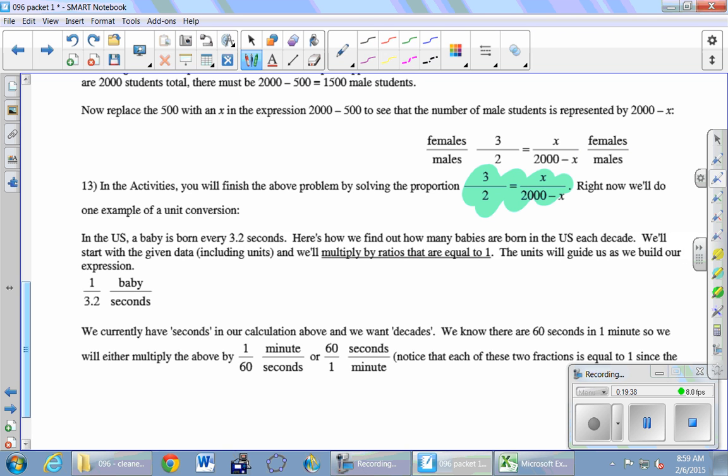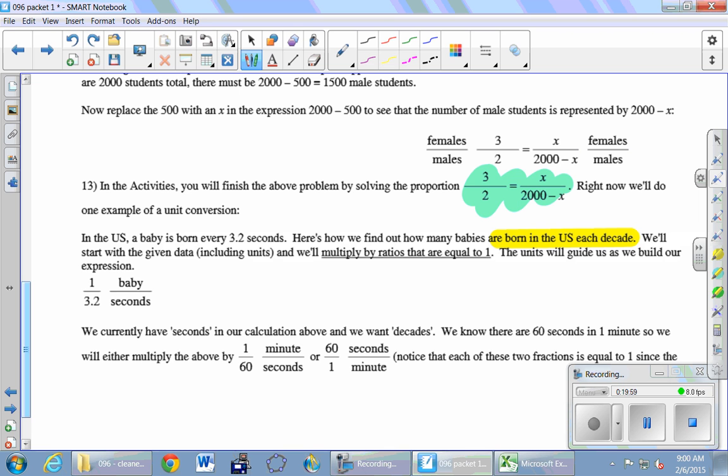Thank you. Okay, so the first part said a baby is born every 3.2 seconds. So writing that as a ratio, 1 baby per 3.2 seconds. Notice that I've got the words in there, baby and seconds. And ultimately, here's the goal. The goal is to figure out how many babies are born each decade. That's what I'm after. How many babies per decade?